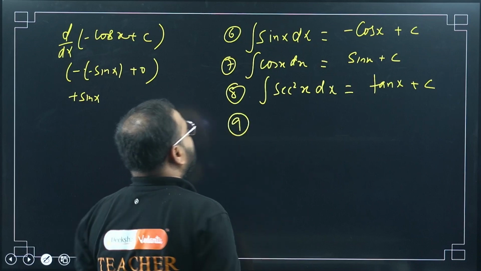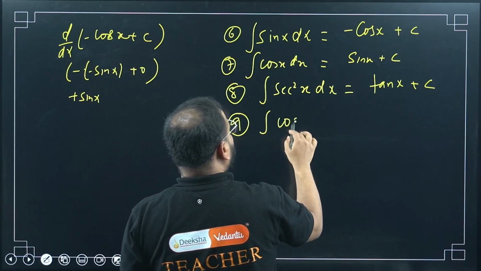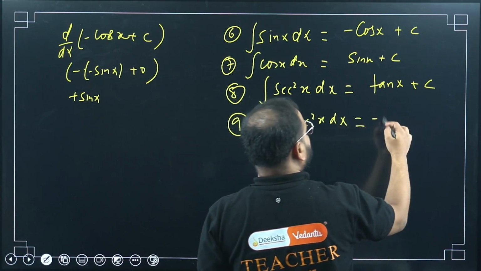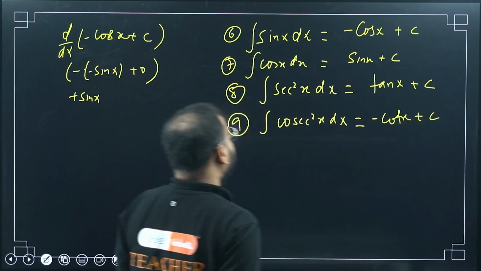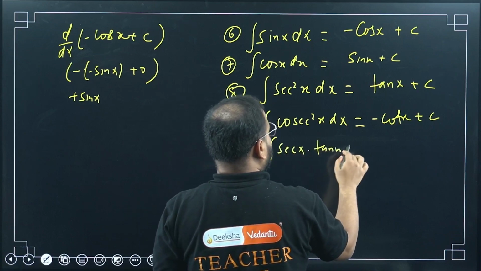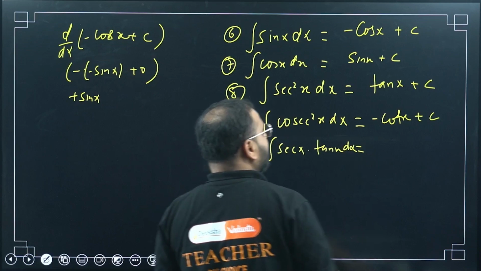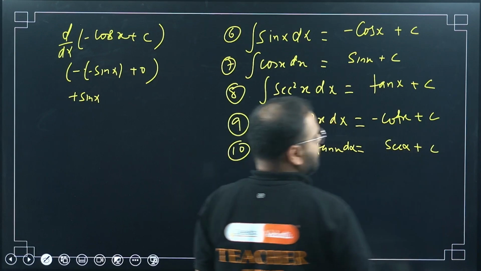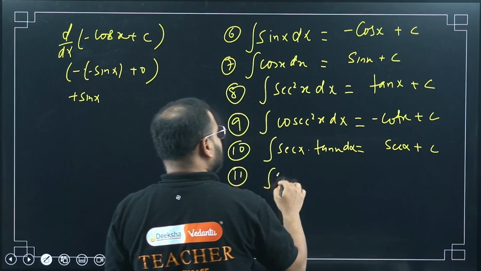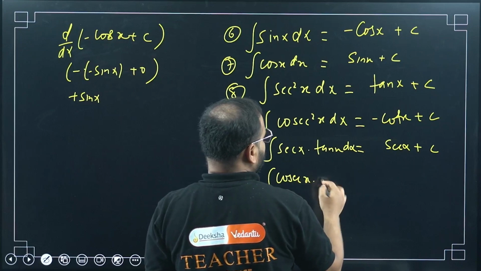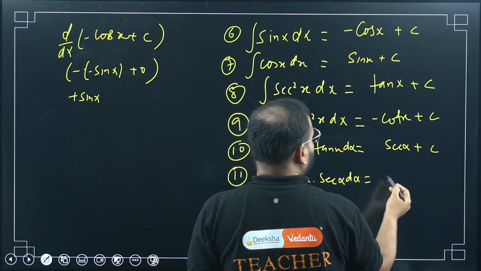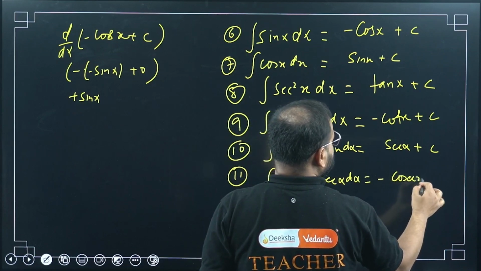What about this? Same way we can do for integration of cosec square x dx also. What is that? Minus cot x plus c. Now integration of sec x tan x dx, obviously. How much is this? Sec x plus c. Same thing I can do for integration of cosec x cot x dx, which will be minus cosec x plus c.